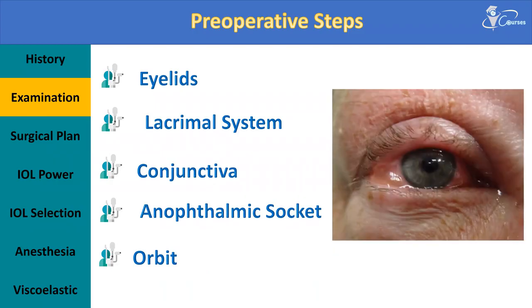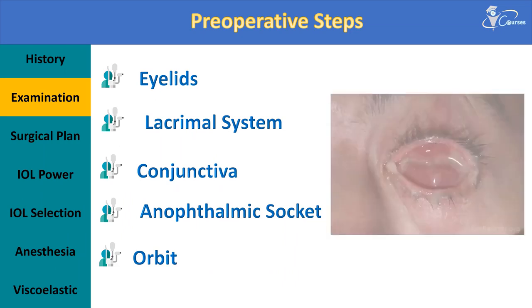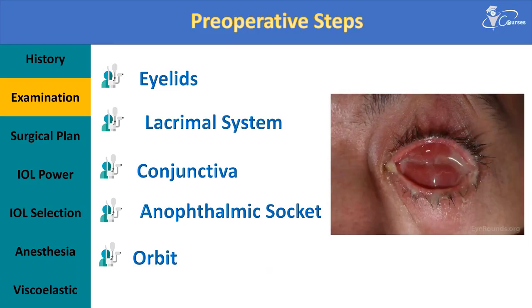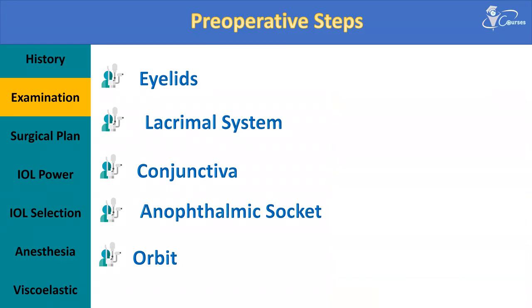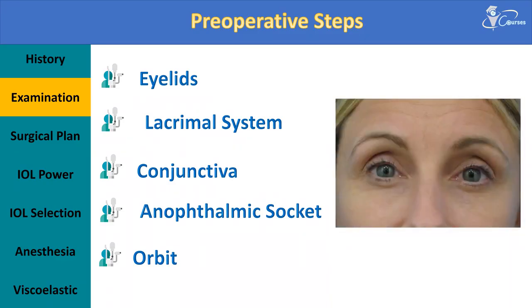The conjunctiva should also be examined for the presence of conjunctivitis, again a risk of endophthalmitis. If the patient has an anophthalmic socket in the other eye, this should also be checked for the development of endophthalmitis. The orbit should also be assessed.